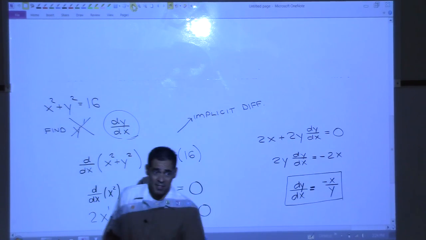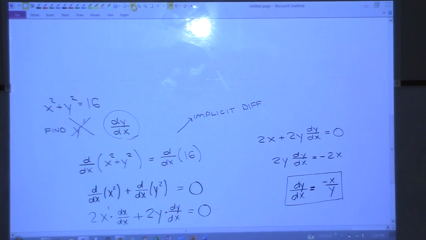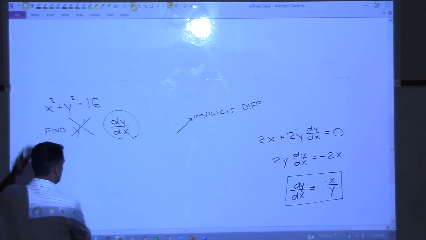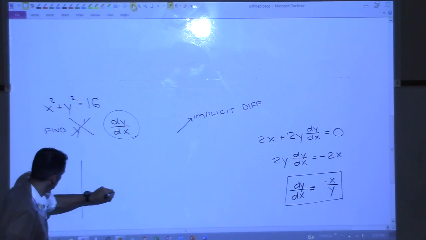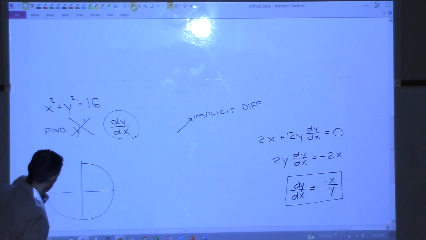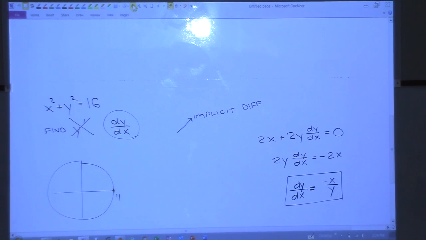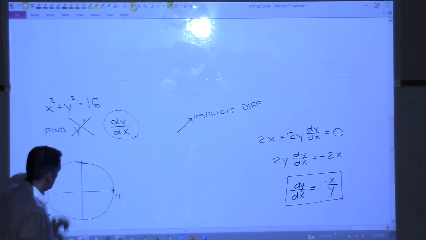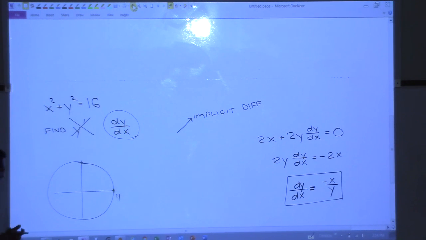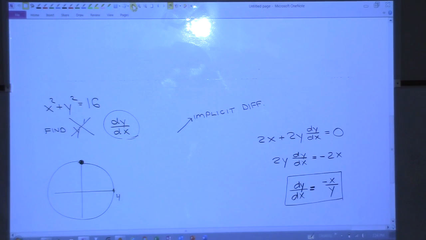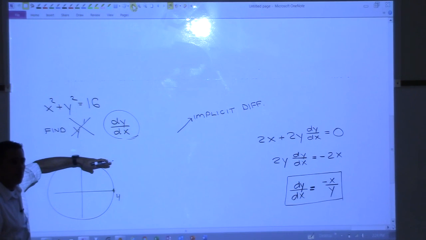Now, we need to make sense out of this. What was this graph again? A circle. Radius of 4. All right. Let's try something. And this is a major point, but let's see if we can understand what's going on here. This point right here, what should the slope of the tangent line be there? Should be 0, right? Okay.